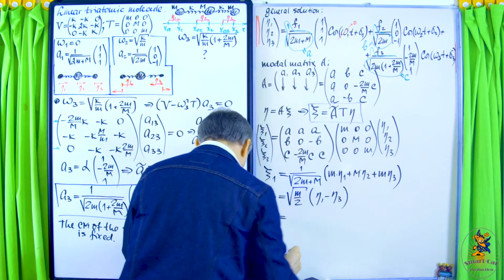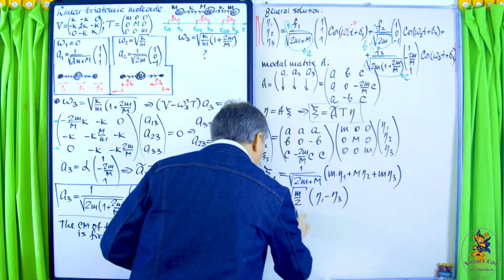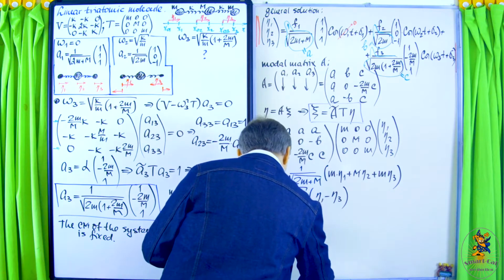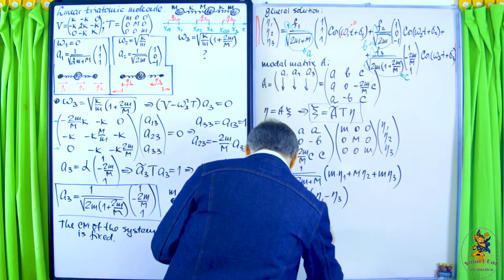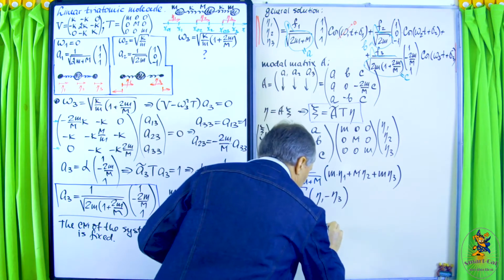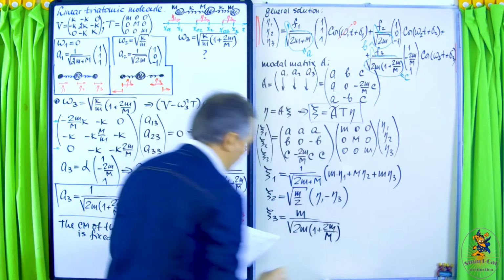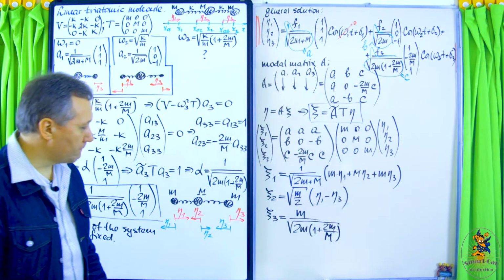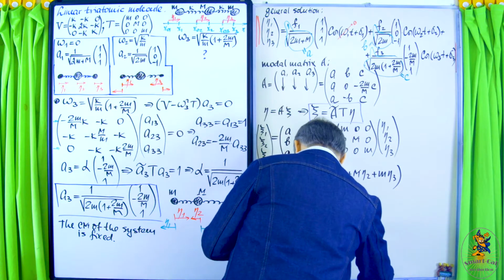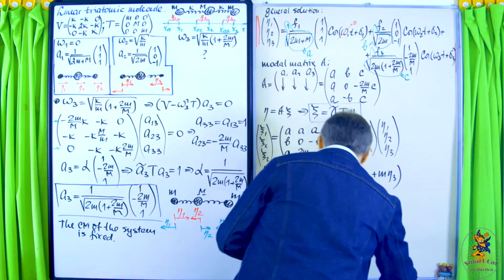psi3 equals, okay, ugly constant. Actually, m is not part of the square root, so it will be m divided by square root of 2m and 1 plus 2m small divided by m capital, and a linear combination of those etas. So eta1 minus 2 eta2 plus eta3.